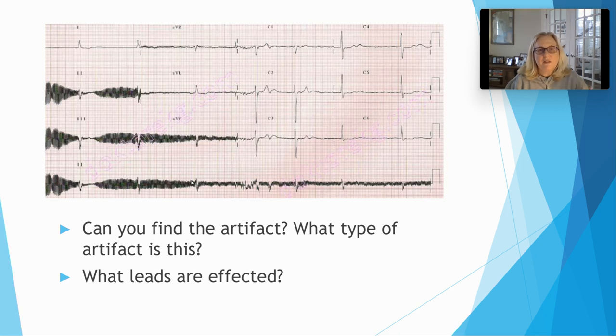And you can tell that because it looks like radio waves, even like just vibrations. It looks like a vibration, right? And I said what leads are affected. You can see it's lead 2 and 3. So 2, 3, and AVF actually. All the inferior leads. So those are these Einthoven's triangle basically.